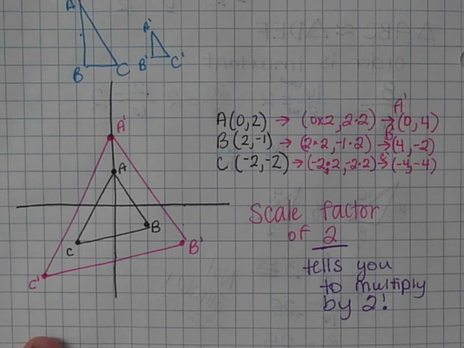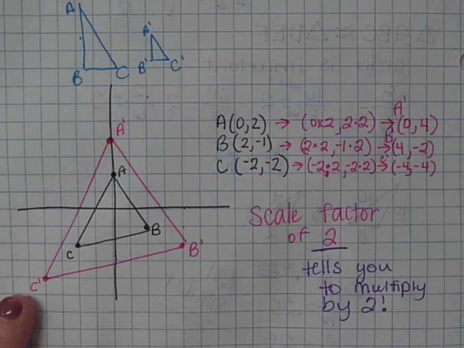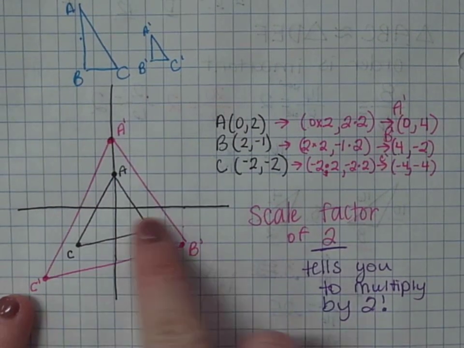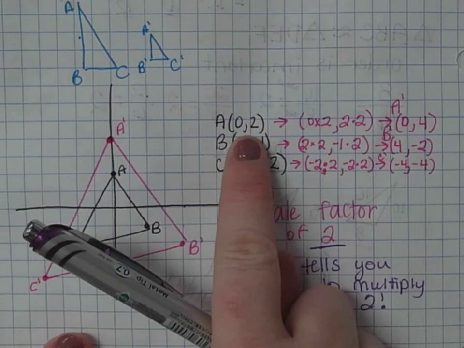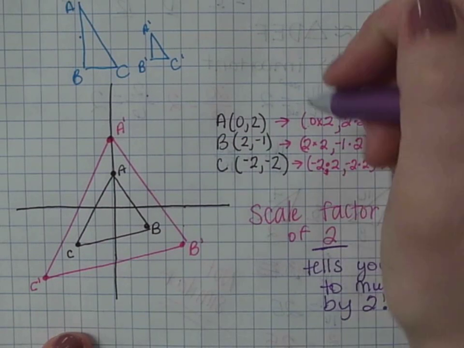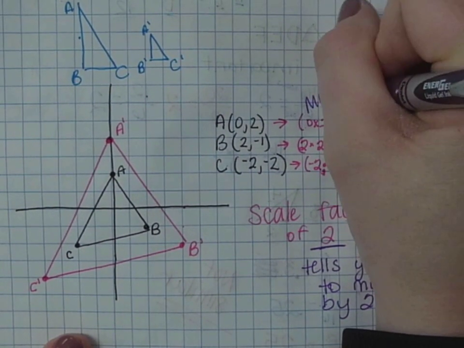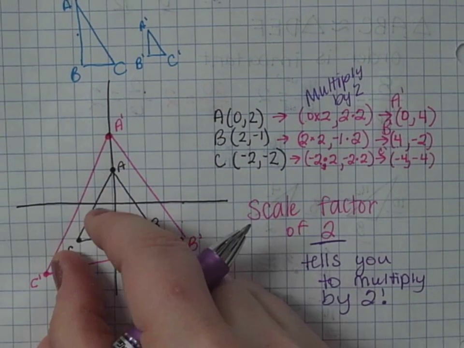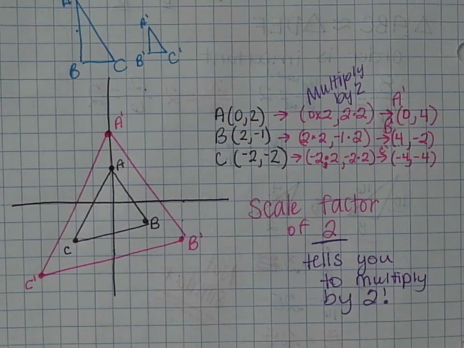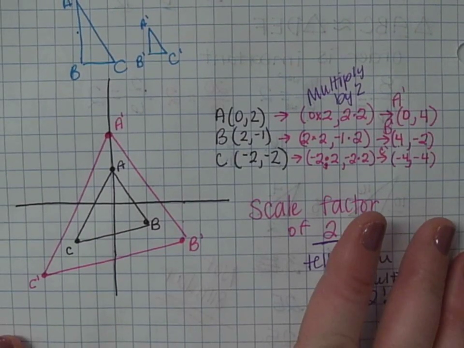So that is dilations and similar figures. So just make sure that you remember if it has a scale factor of 2, that you multiply all of the points by 2, and that's what I wrote out here. So multiply by 2. And then that gives you your new points. And it should get bigger. So A prime is bigger than the triangle A. Okay.